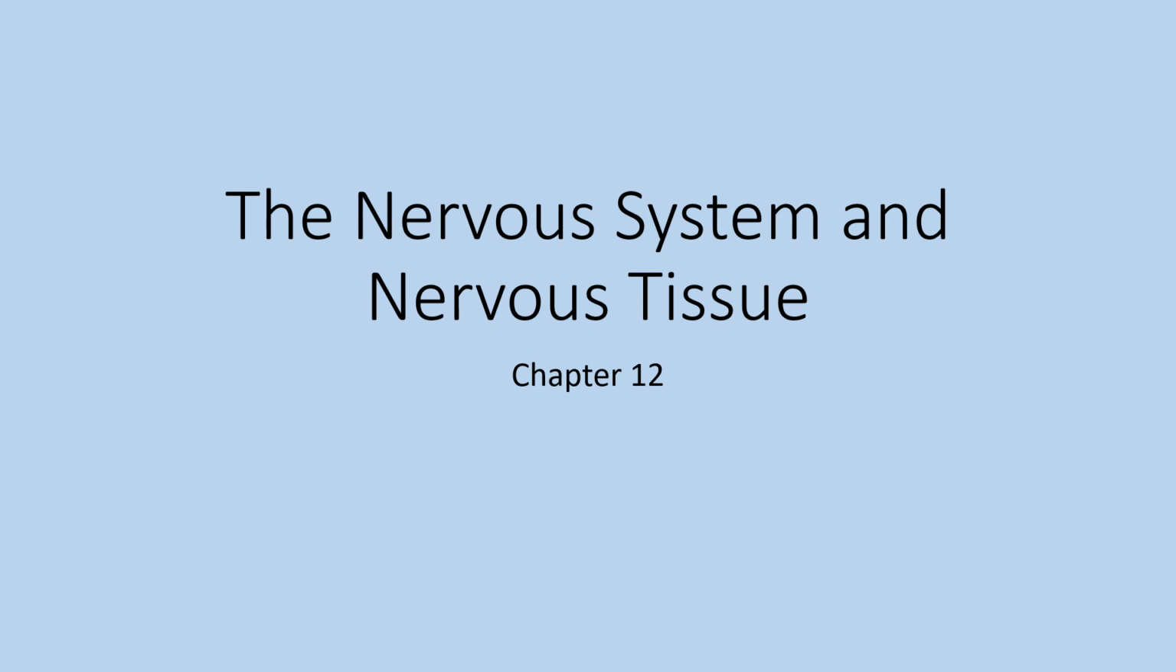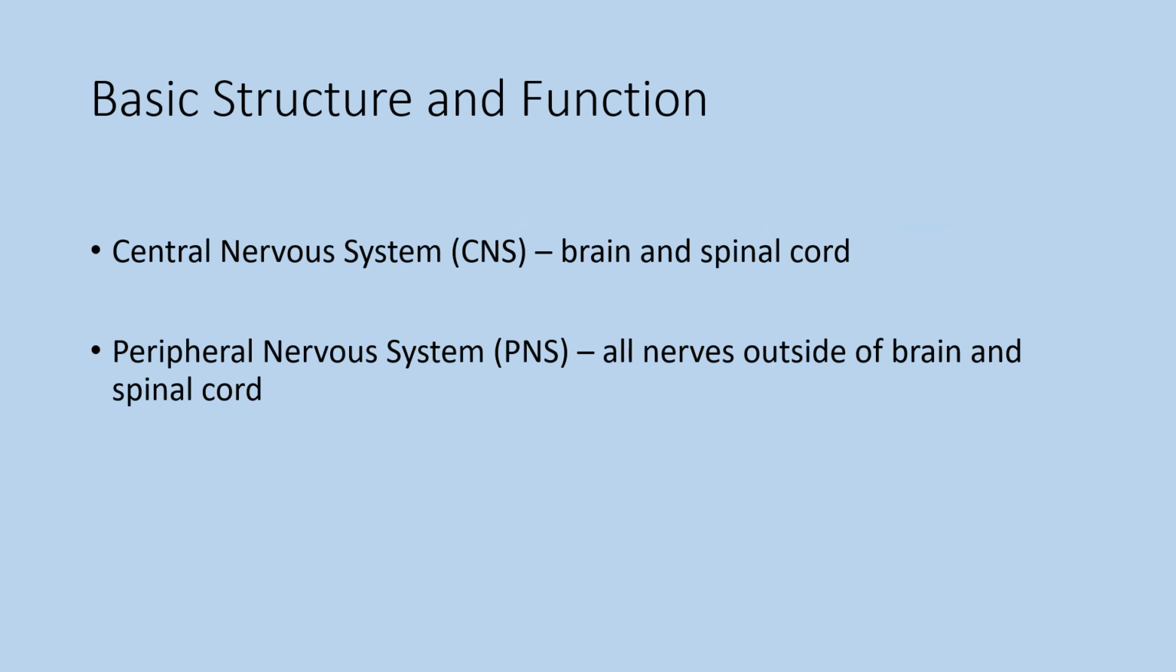This is Chapter 12, the nervous system and nervous tissue. We're going to be looking at just the basic structure and the basic functions. We'll get into detail in later chapters. So the nervous system can be divided into two parts, if you will.